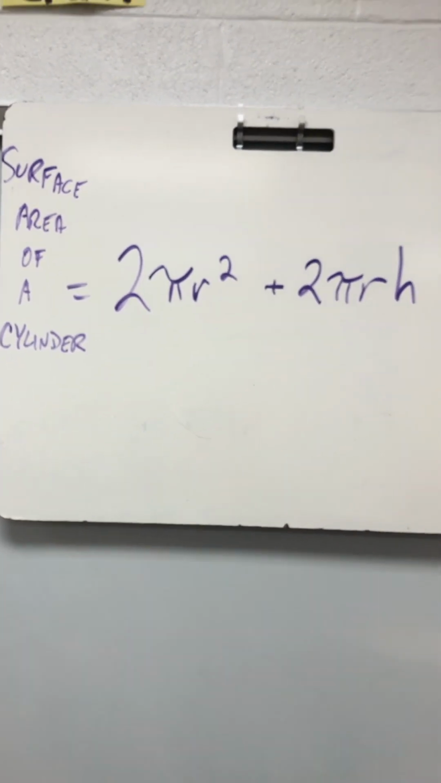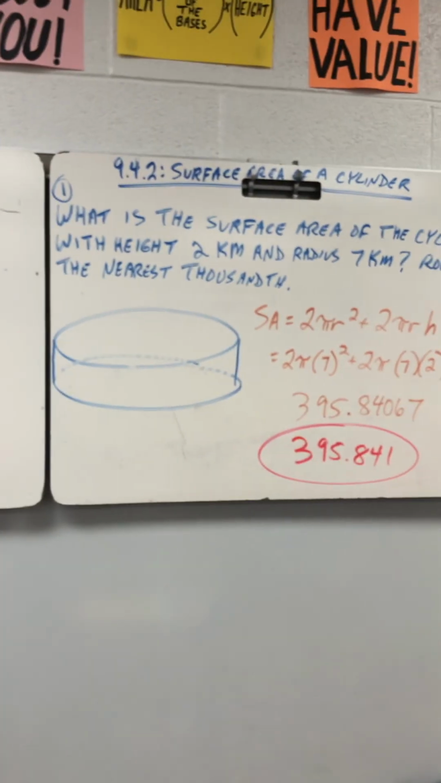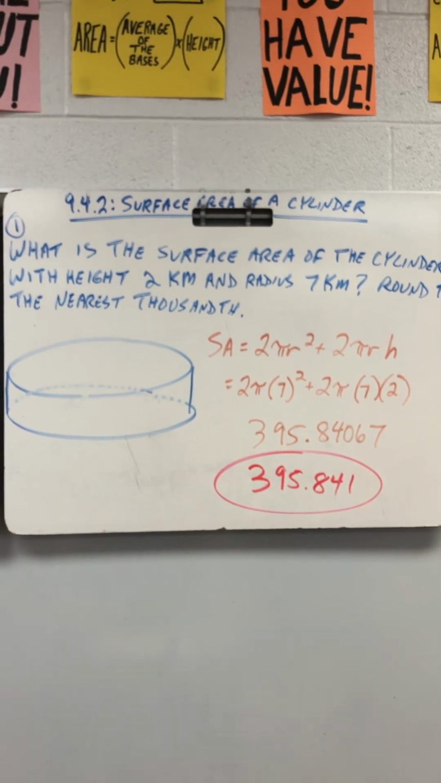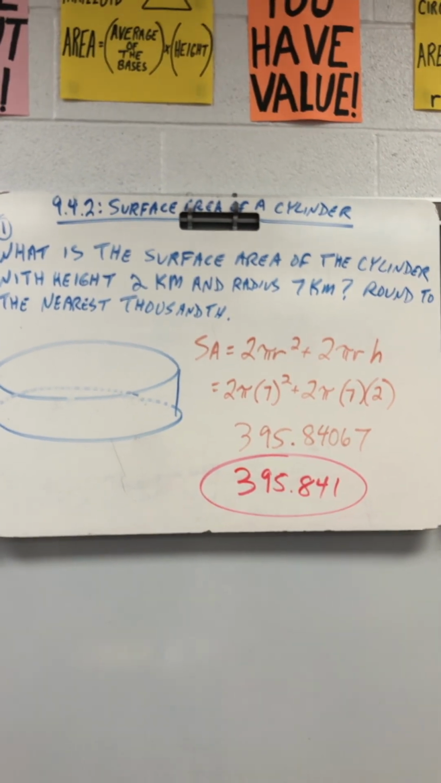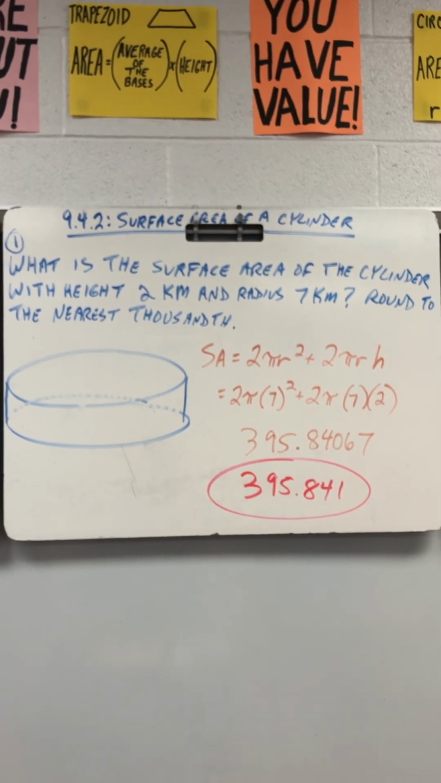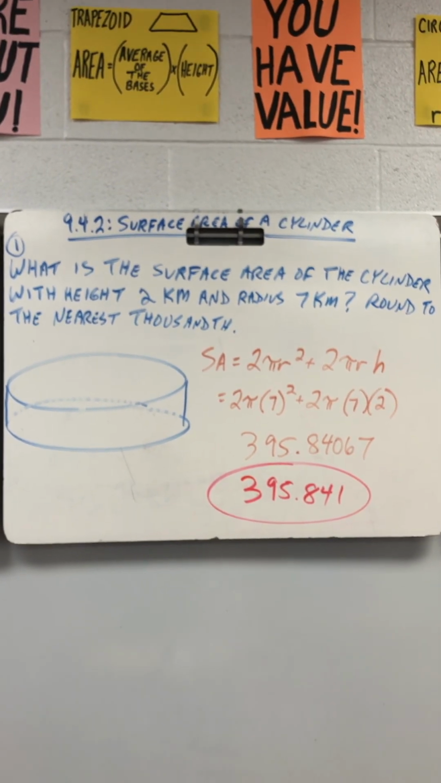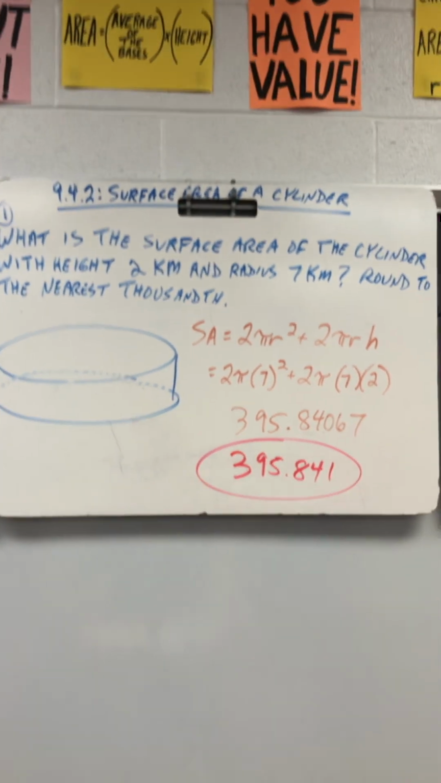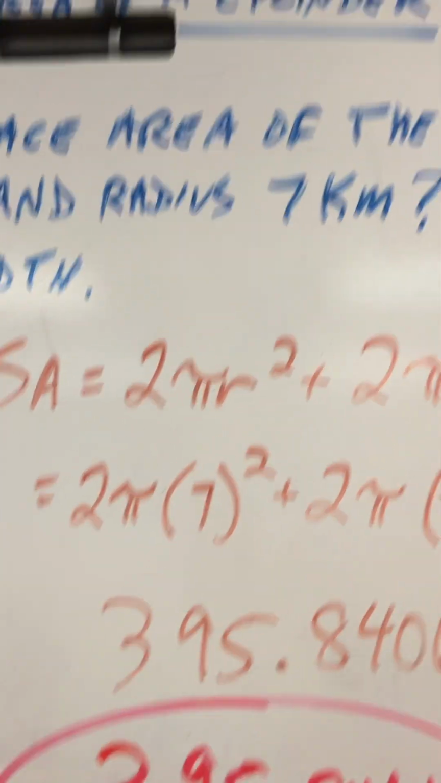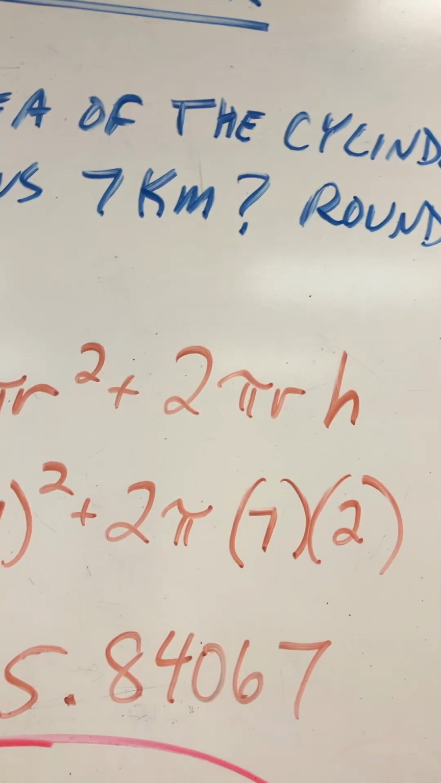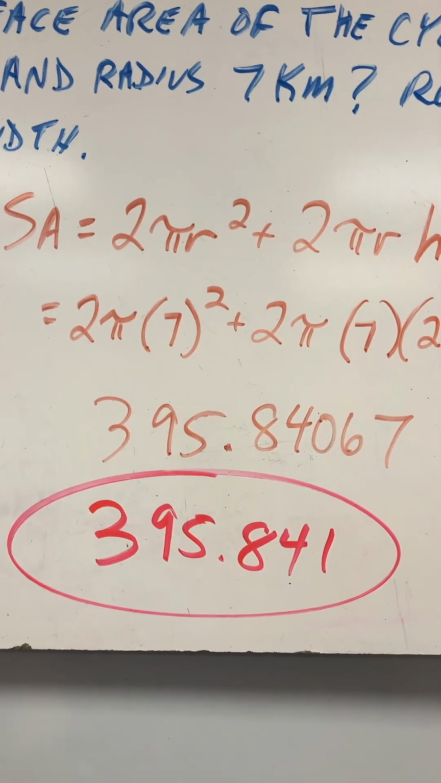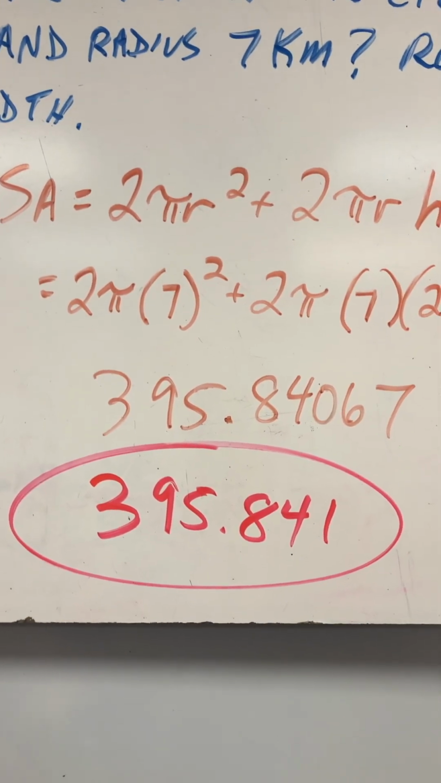Okay. So what's the surface area of the cylinder with a height of 2 kilometers and a radius of 7 kilometers, round to the nearest thousandth? Okay. 2 pi r squared plus 2 pi r h. All right. So 2 pi times 7 squared plus 2 pi times 7 times 2. You get 395.84067, which rounds to 395.841.